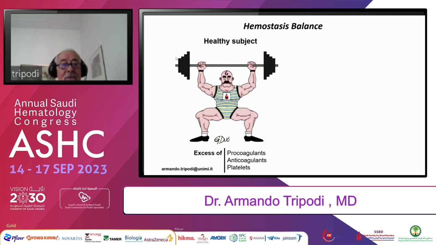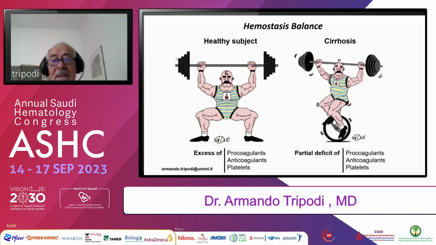Finally, I would like to share with you this cartoon, which is a sort of summary. In healthy subjects, the balance of coagulation is very stable because there is a great excess of procoagulants, anticoagulants, and platelets. But in cirrhosis, the situation is quite different.